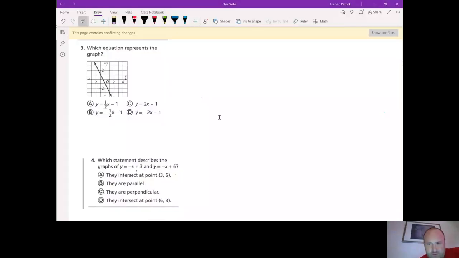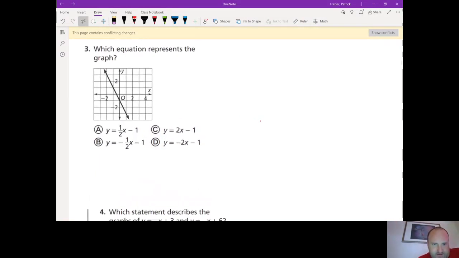I'm going to jump to OneNote and just do problems 3 and 4. Problem 3 asks which equation represents the graph. So this is our graph.